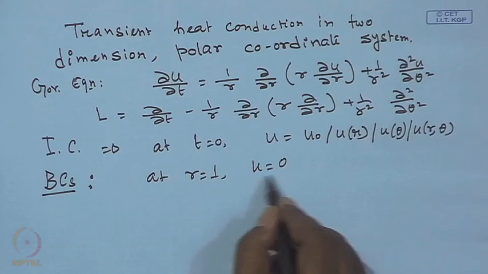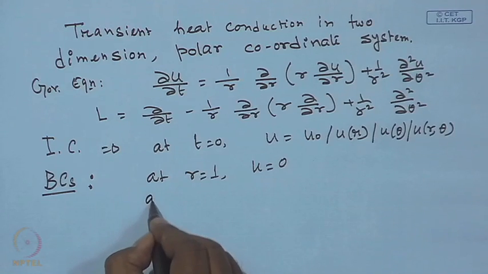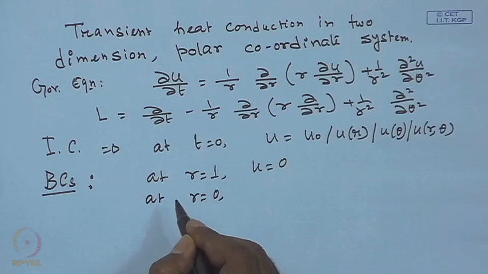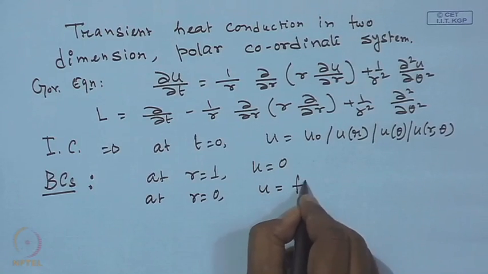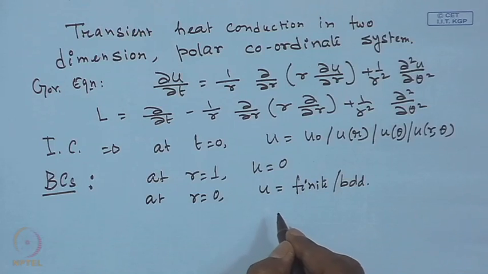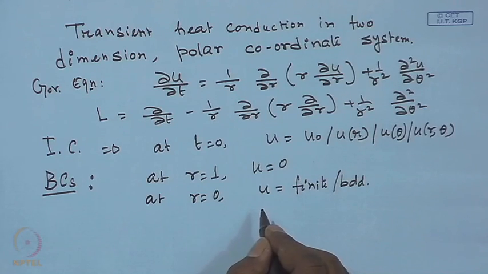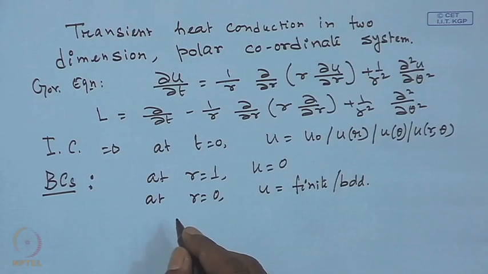So, therefore, this means we are having a homogeneous boundary condition at the wall, and at r is equal to 0, as we have seen in the earlier class, the value of u is finite or bounded. So, we do not know what is the value of temperature at the center of the tube, but we know that it is assuming a finite or bounded value. So, therefore, this is a physical boundary condition, as we have mentioned in the earlier class.